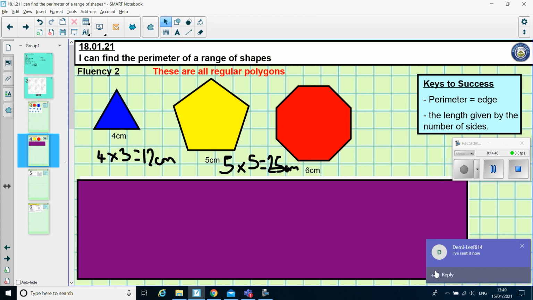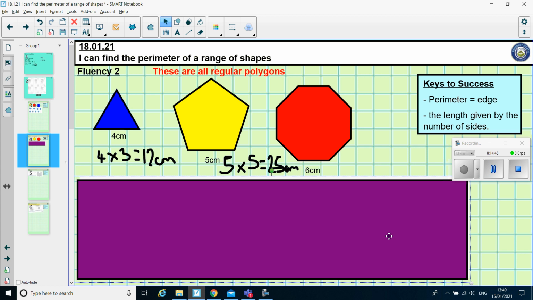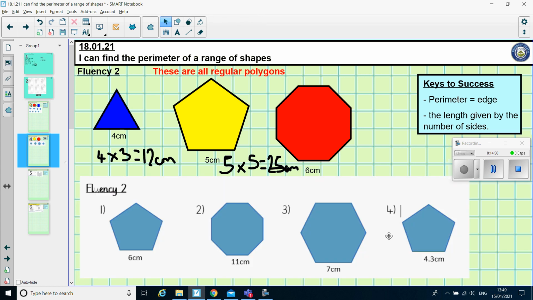Okay, your task then for Fluency 2 is on the screen. There are 4 shapes there. I would like you to find the perimeter of each of those shapes.